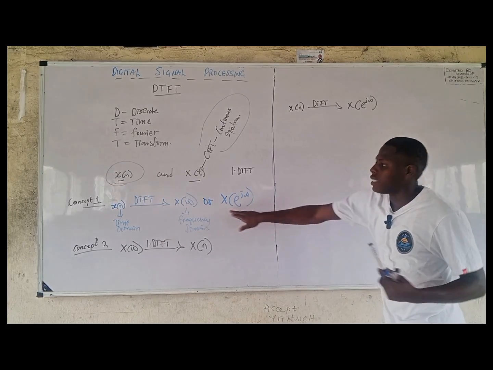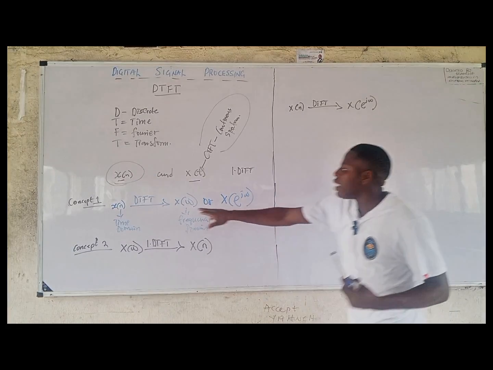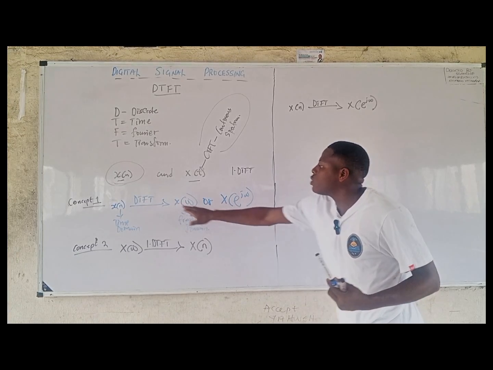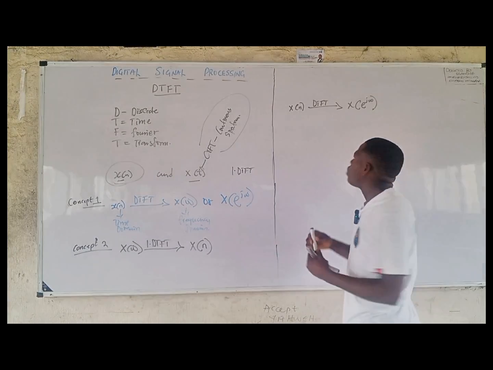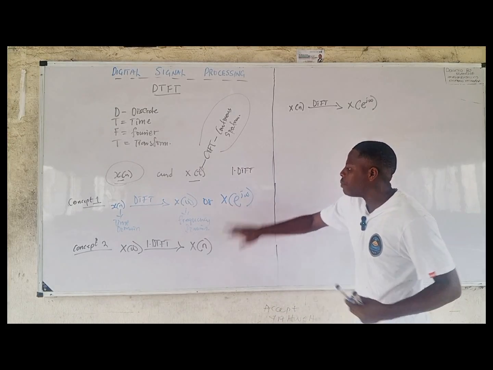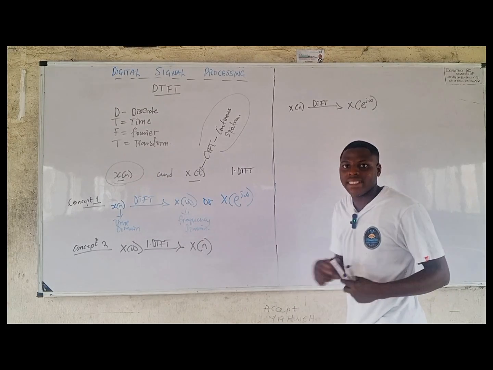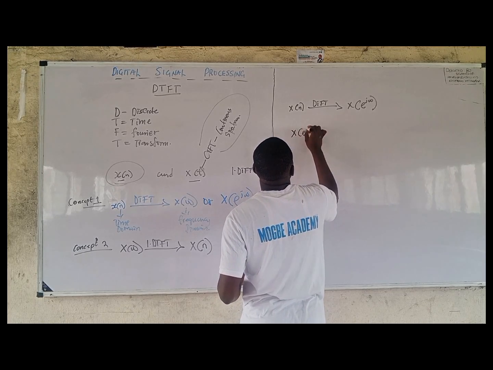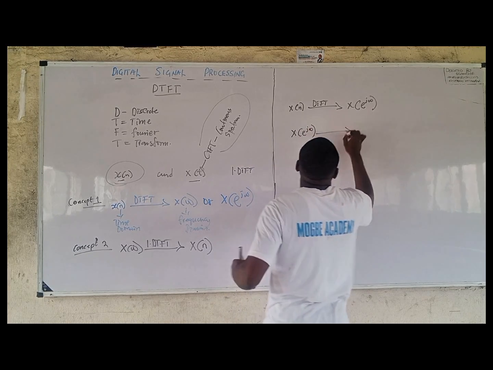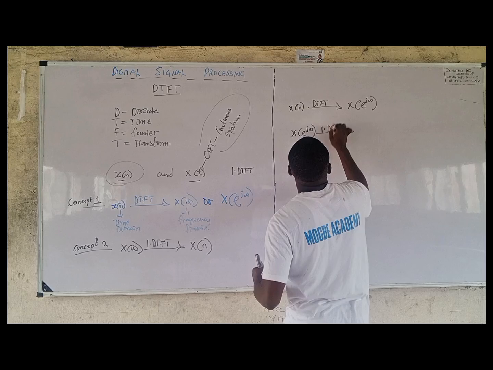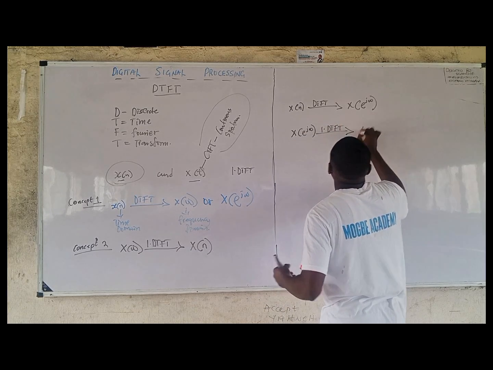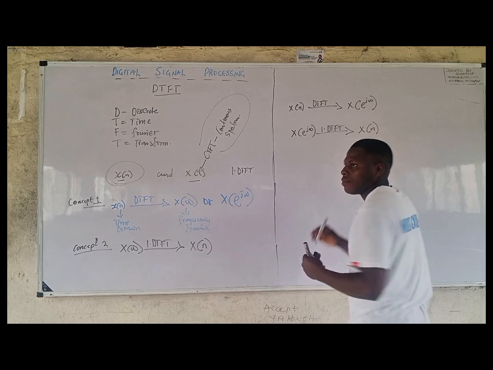Here we are using the second denotation, but here we use the first denotation. Are we together? So if you don't want to use this, you will use this. So let's use the second concept to represent what we have here using the inverse DTFT. So basically we still have S(e^jω), applying inverse DTFT, and if we apply inverse DTFT, we arrive at our time domain, which is s[n].